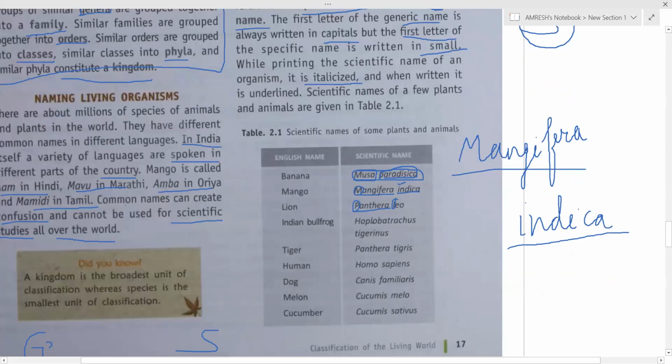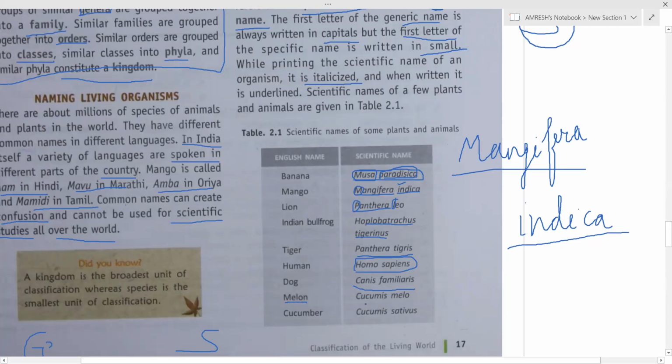Indian bullfrog is Haplopatrachus tigrinus. These names may seem horrible to you when you are listening for the first time, but you have to remember them because they will come in the exam. Tiger is Panthera tigris, as I've already told you. We humans are called Homo sapiens. Dog is Canis familiaris.